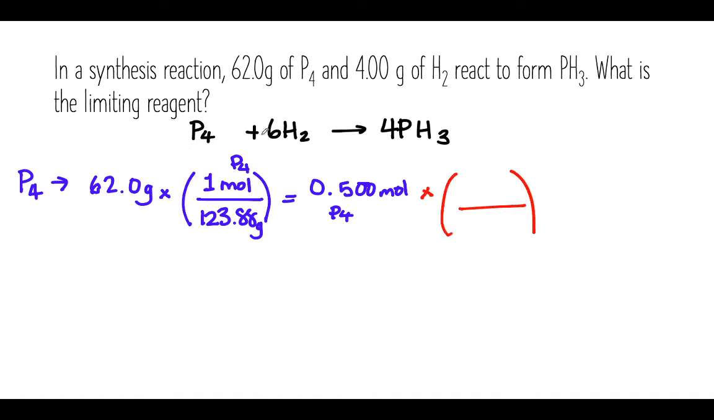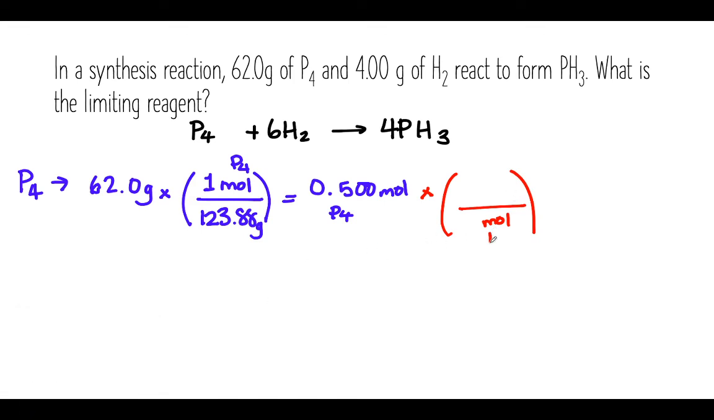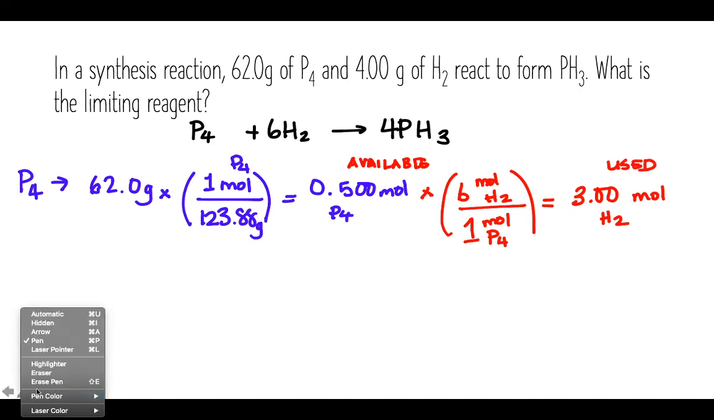So let's use our mole ratio. You're comparing to the other reactant, right? So in this case, 0.500 moles P4. I'm going to use my mole ratio, so moles of P4 at the bottom, moles of H2 at the top. So whichever one you have moles of, you want to find the moles of the other reactant, right? So for every 1 mole of P4, there are 6 moles of H2, which then gives us 3.00 moles of H2, right? So this is available and this is used.